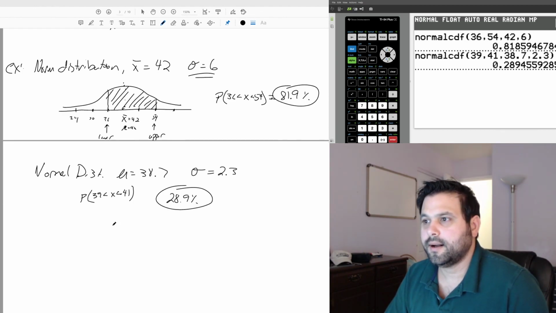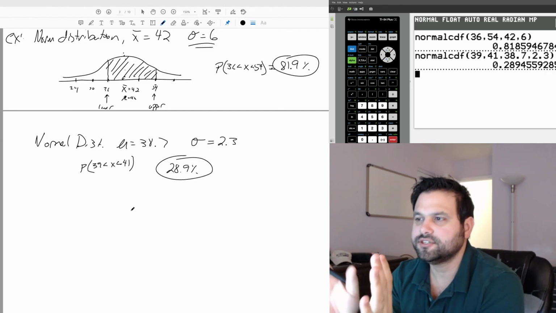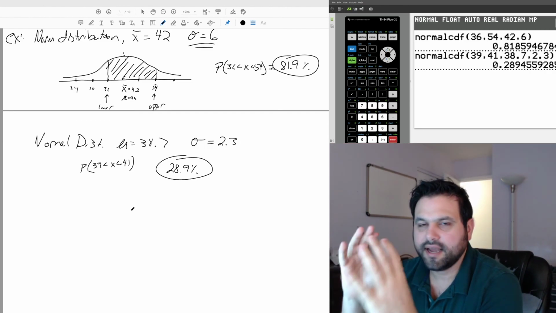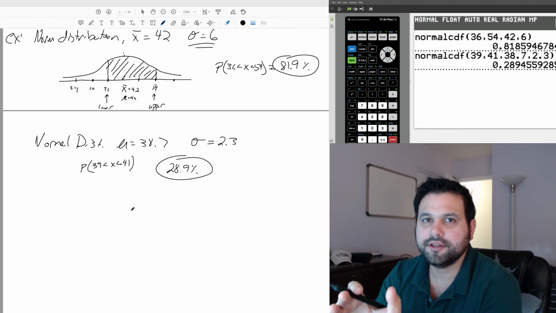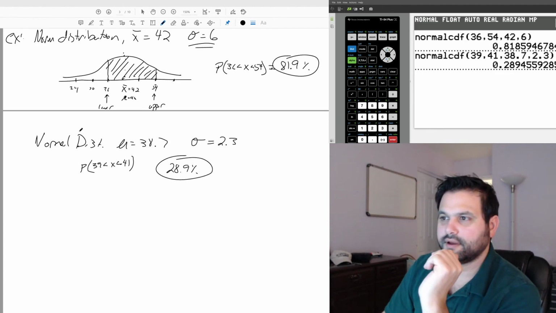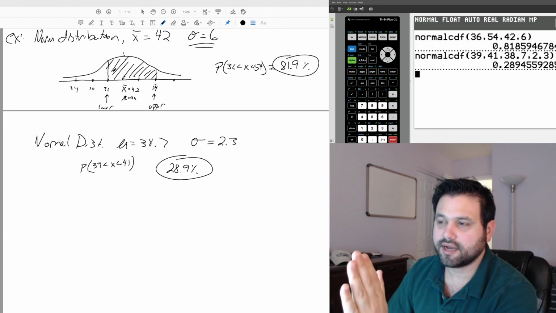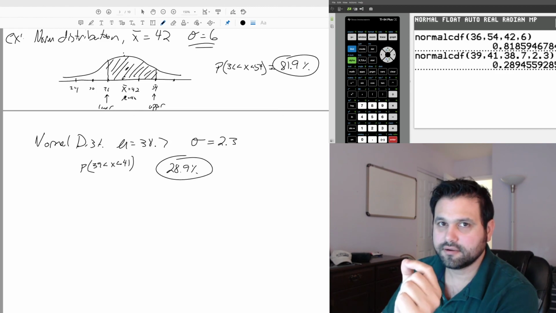Okay? I think I'm going to stop it there. So that's finding area. Next time we'll talk about finding values. So the last thing I just want to point out is keep in mind that important concept that the area is equal to the probability, okay?